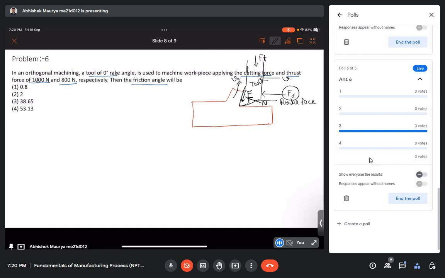So the forces which we can measure are the thrust force and cutting force. But force is also being generated on the tool rake surface because of the friction. So basically there are two more forces there, friction force and normal force. And if we are able to calculate this friction force and normal force, then we can find out the coefficient of friction. We know friction force is given by coefficient of friction into normal force. If we find the ratio of the friction force and normal force, then we can calculate this coefficient of friction mu, and that mu is equal to tan of the friction angle. Here beta is the friction angle.